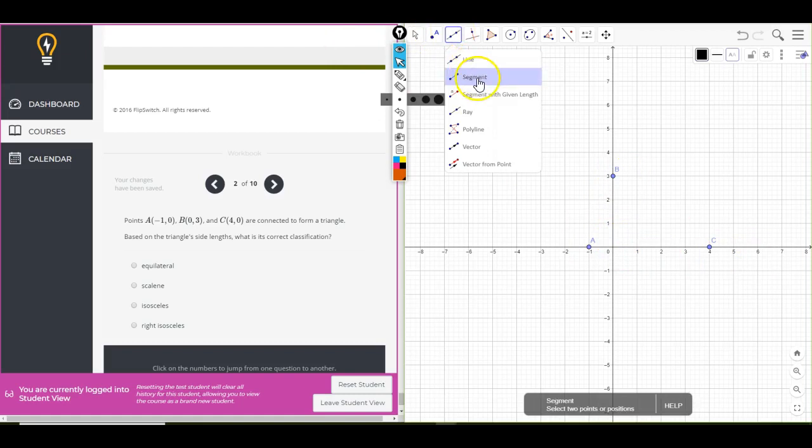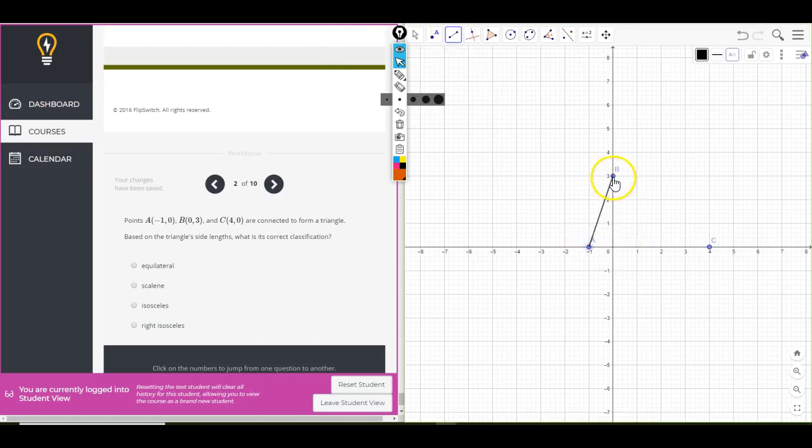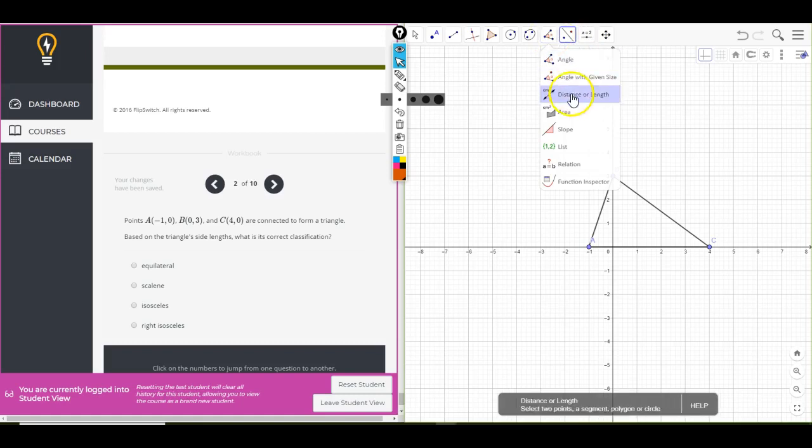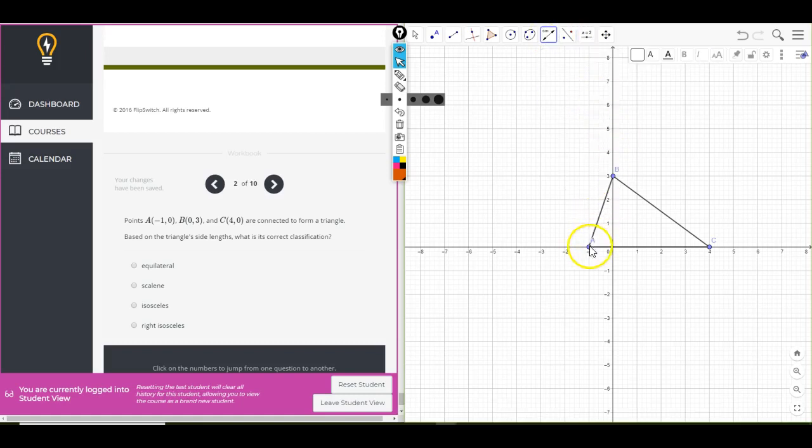The next thing I'm going to do is click Segment, connect them. So I'm just selecting each one. So now we have this triangle based on the triangle's side lengths. I want to know the side length of this. If you click on this, notice it says distance or length. So click on A, click on B, and it'll show you that distance. Click on B, click on C, it'll show you that distance. Click on C, click on A, it'll show you that distance.